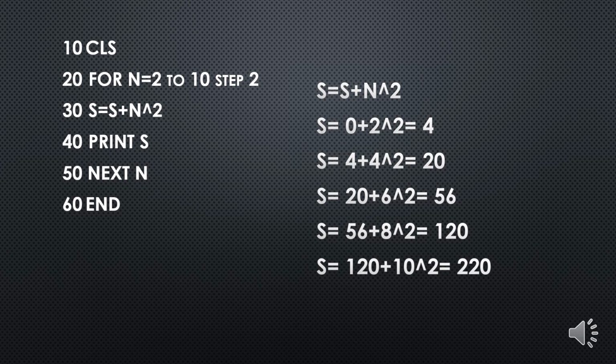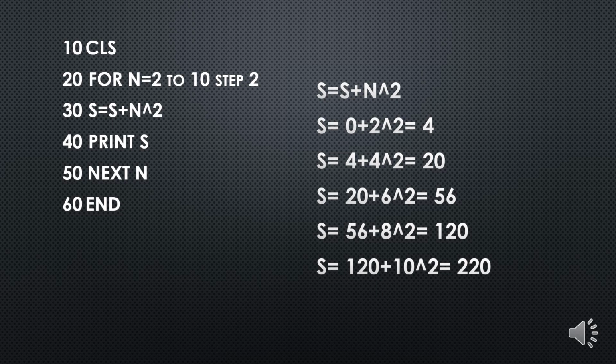So our first even number is n, which has the value of 2, and s has the value of 0 at the initial position. So s equals 0 plus 2 power 2 is the first step, and the first step gives us the answer 2 power 2 equal to 4. So we put that value of 4, that is s equal to 4, in the next step.